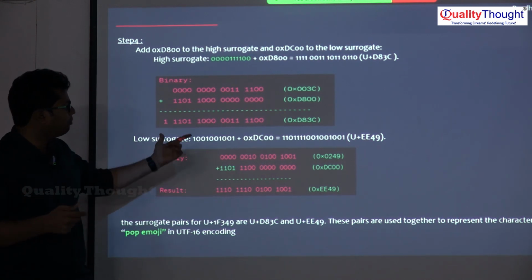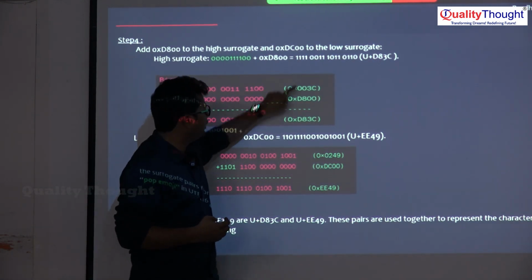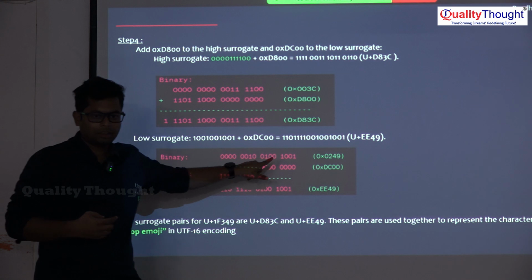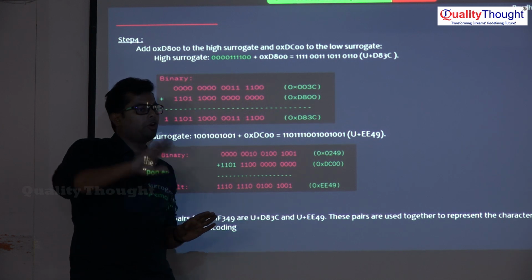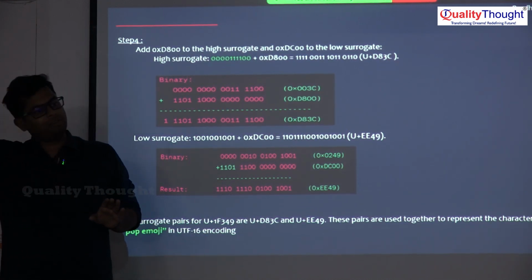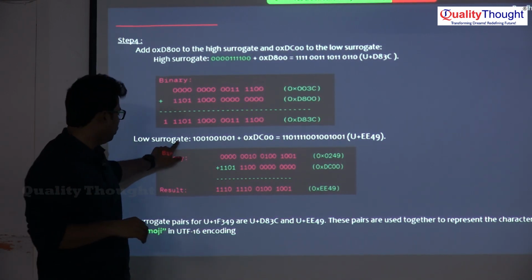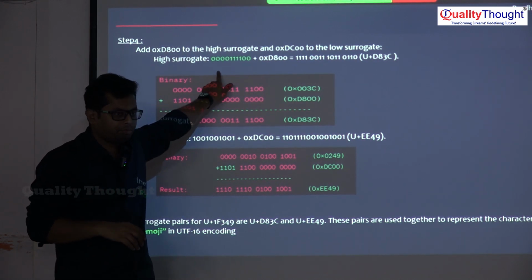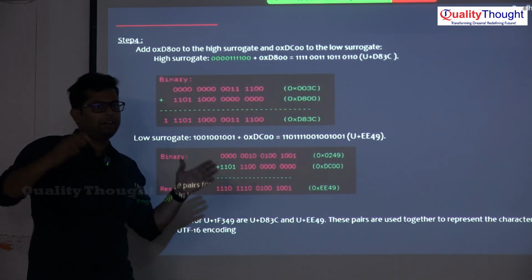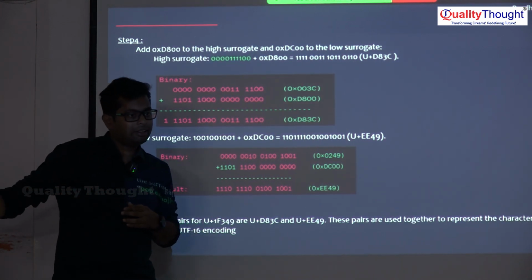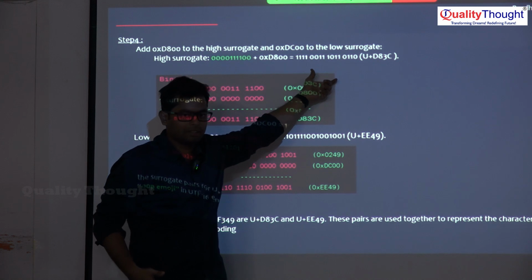So how many 16 bits do you have over here? Two 16-bit representations, correct? This is one 16-bit thing and this is another. Are you following? Anything that doesn't fit into 16-bit has to go for the surrogate approach. That means the computer will calculate the surrogate pair and get the low surrogate and high surrogate. So the high surrogate needs 16 bits and the low surrogate needs 16 bits. This is 16 bit and this is also 16 bit.